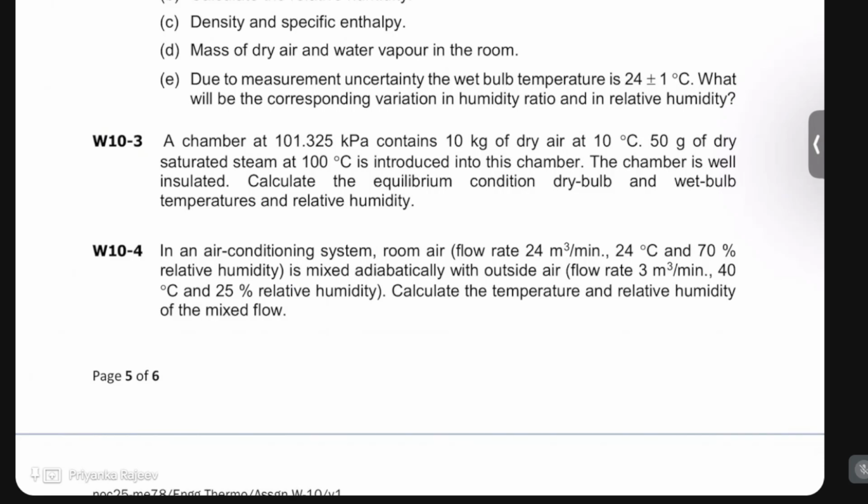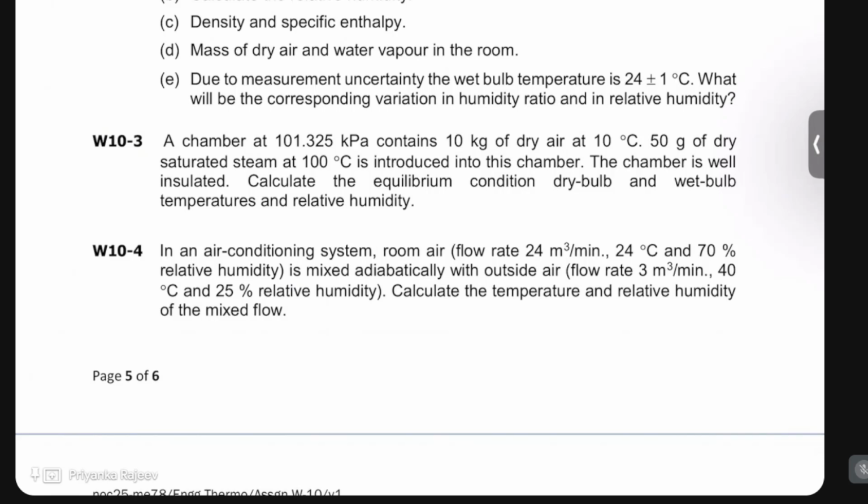Okay, so first steam is added and then the total mass of water vapor becomes initial plus this added weight. Then initial humidity ratio will be 0 because it's dry air only. And after adding steam, it will be the added steam weight divided by the total weight of dry air or initial weight. Okay.